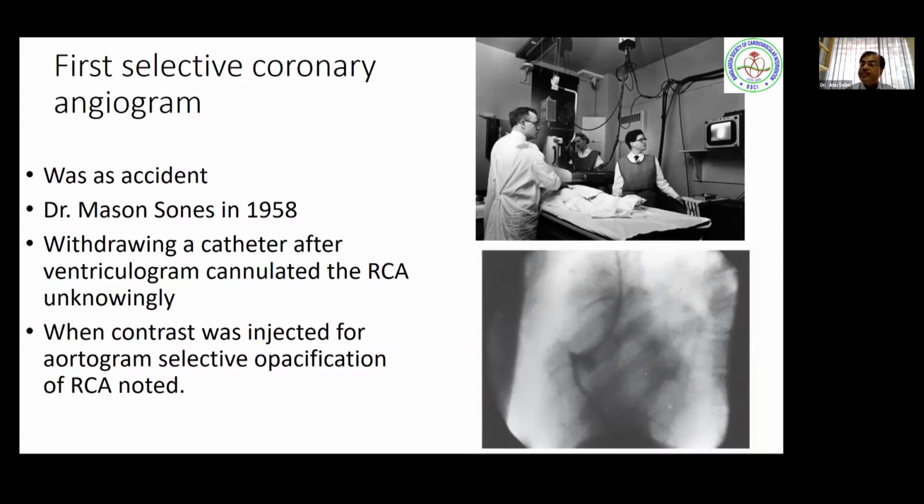First, selective angiogram. I want to say one word. The first selective coronary angiogram was accidental. After doing an LV-graphy, pulling out the catheter to do an aortography, a selective RCA was done. That is the start of the journey of selective coronary angiogram. After that, different designs were developed to adjust to the size of the coronary arteries.